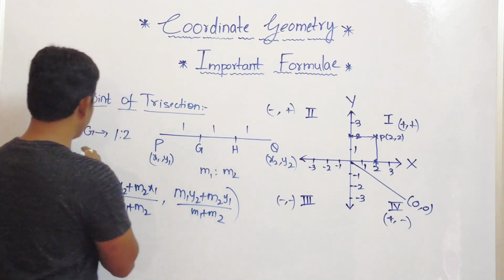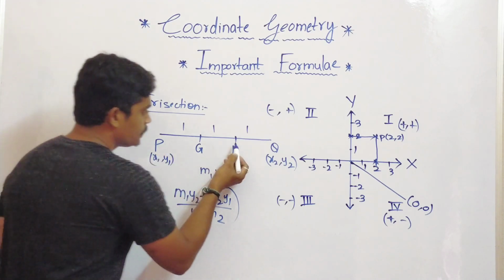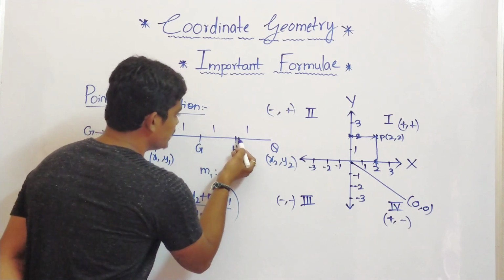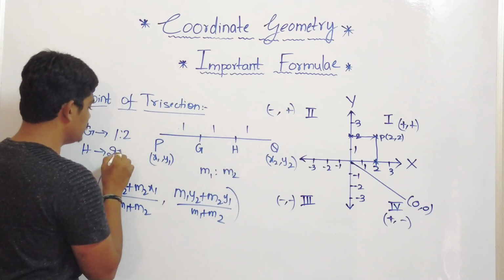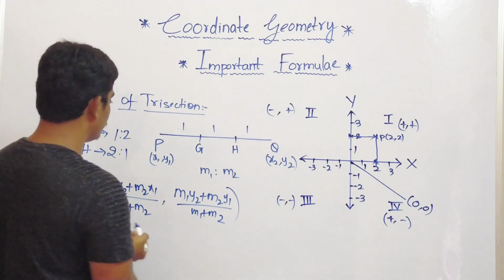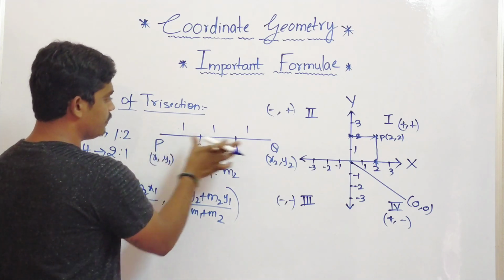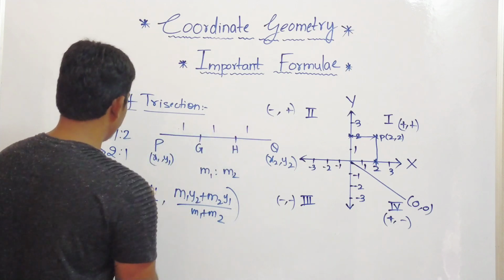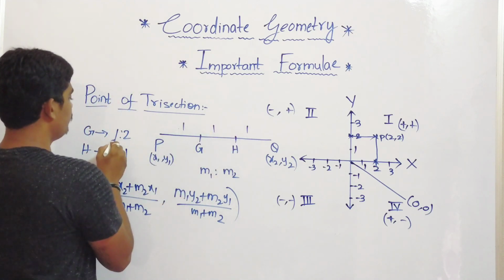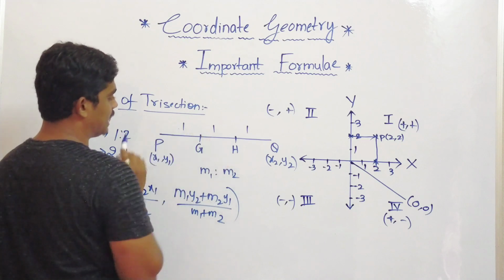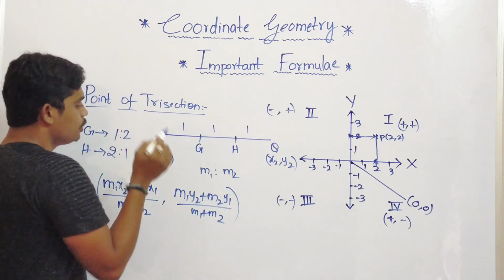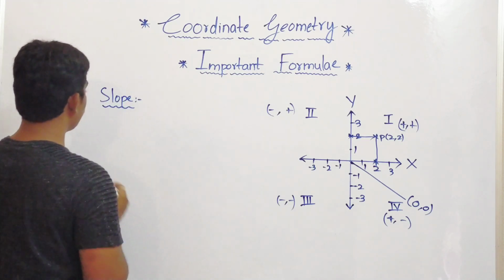And if we need to find H, see, before H it is 2 parts and after it is 1 part. So H is dividing the line in the ratio 2:1. So this is the point of trisection, where 2 points divide the given line into 3 equal parts. The first point will divide it in the ratio of 1:2, and the second point will divide in the ratio of 2:1.